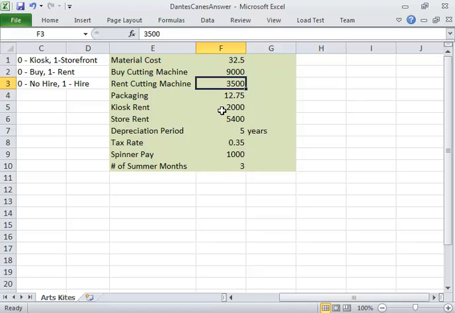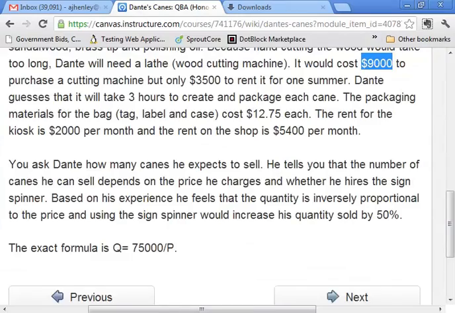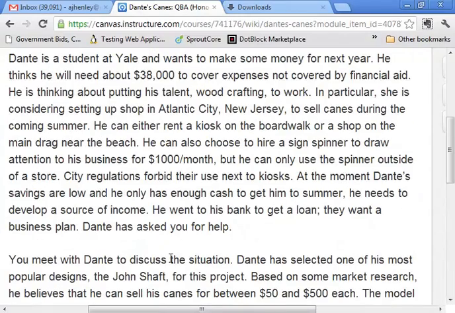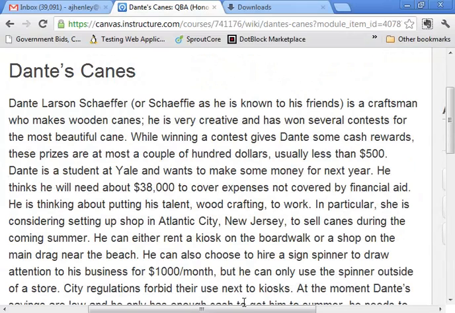There's the idea that we're either going to buy or rent the cutting machine, and they have different fees. We have the kiosk rent versus the store rent. The depreciation period, which was an assumption on my part. The tax rate, which also was an assumption on my part. The spinner pay, which comes from the case. And the number of summer months, which was also an assumption on my part.